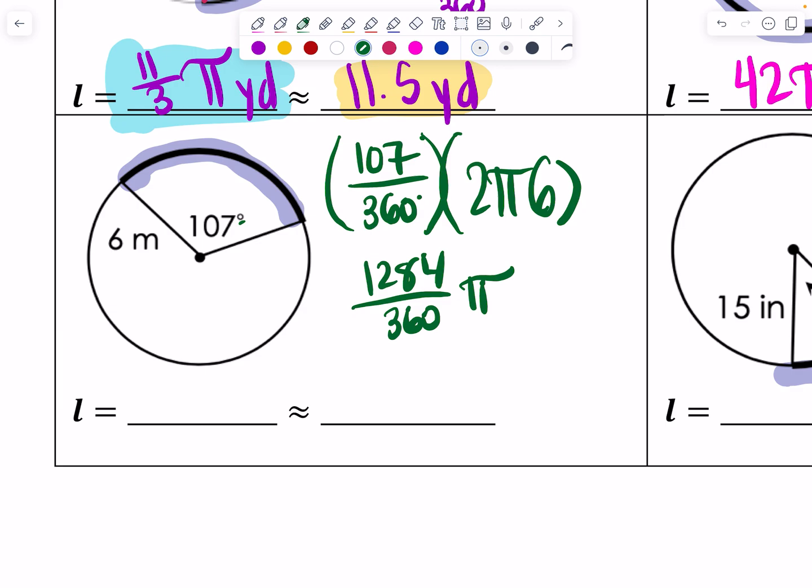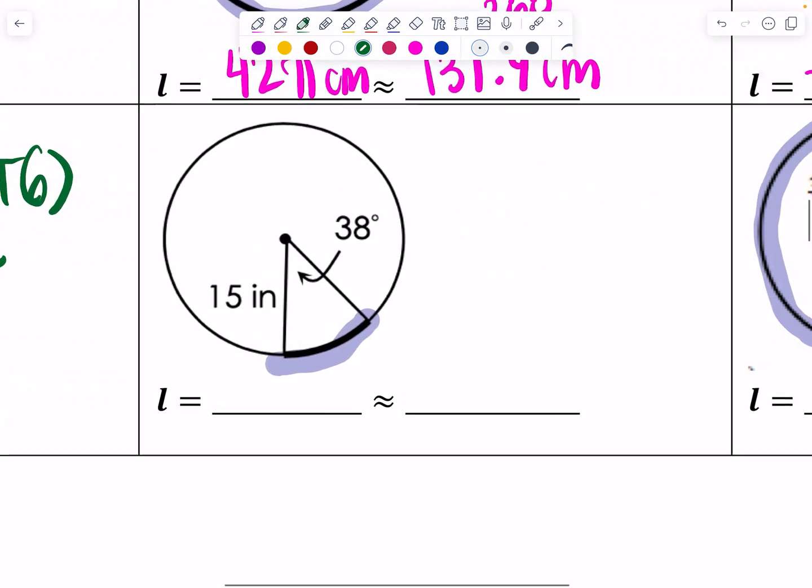Mode, math, change that to a fraction. That's going to give me 107 out of 30 pi meters exactly. Well, what is that times pi? That is going to give me about 11.2 meters rounded. So if I were to flatten out this black line, it would give me 11.2 meters approximately.